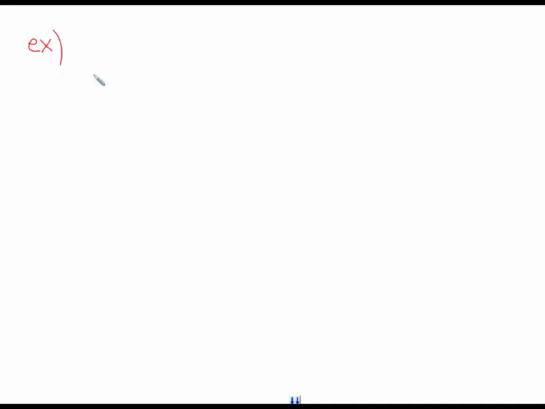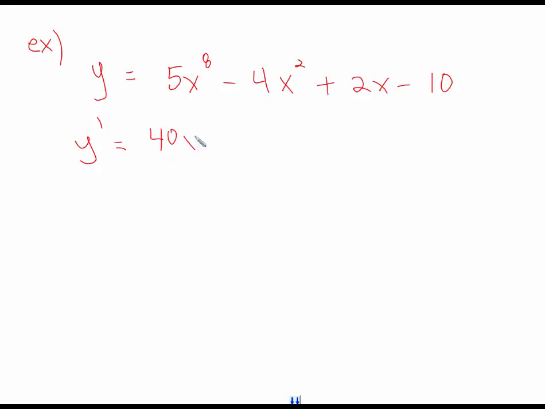We throw in some polynomials. Say we have y is equal to 5x to the 8th minus 4x squared plus 2x minus 10. If you were to take the derivative of this, y prime is going to equal, so right here we multiply, we get positive 40x to the 7th. Multiply 4 times 2, subtract 1 from the exponent, and we have negative 8x to the 1st. This will give us just plus 2, and the derivative of a constant is 0. So here is our derivative.